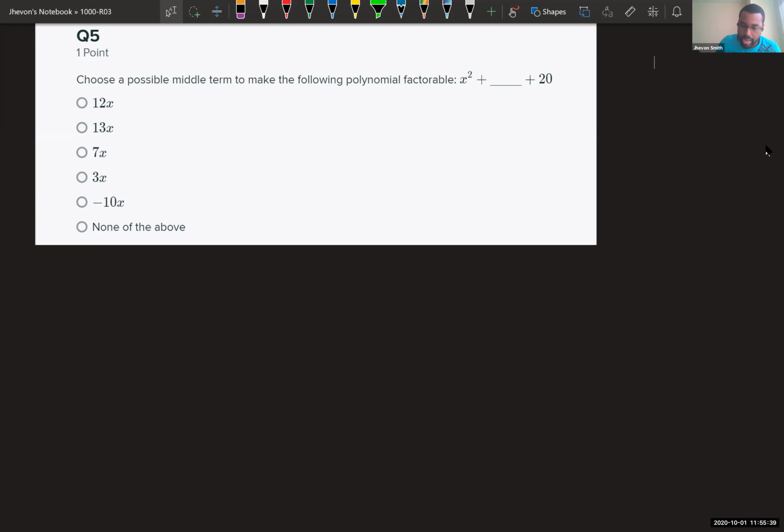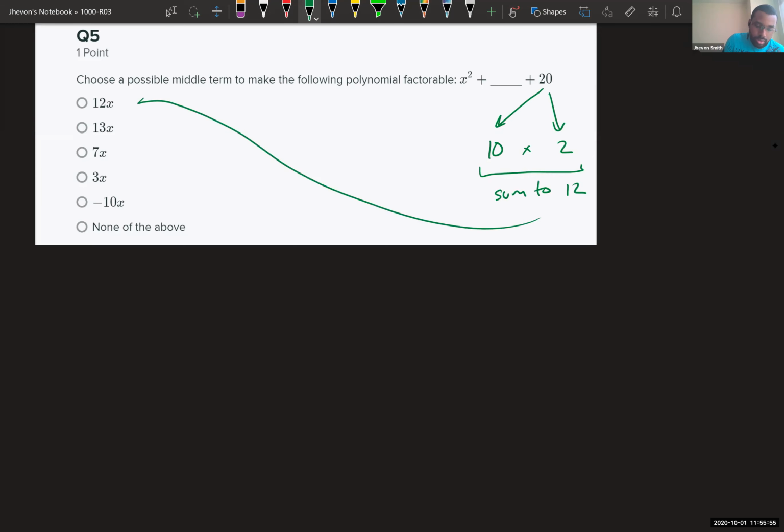So you'd realize that here, 20, I can think of it as 10 times 2, and these guys here sum to 12. Right? So again, this is just something that is testing. Do you know the rule of how you would go about factoring a quadratic? What are the things you look for, right?